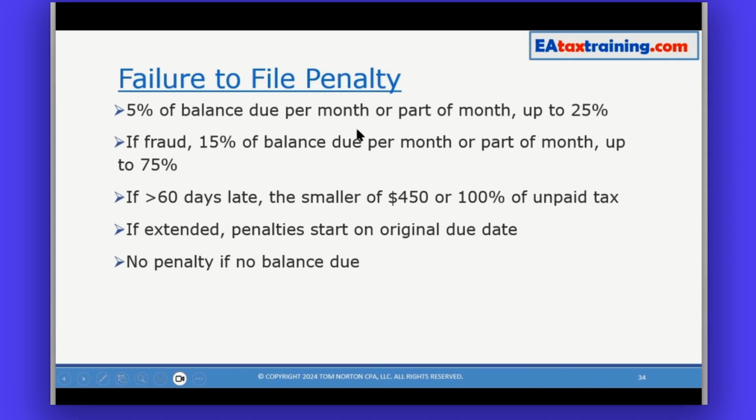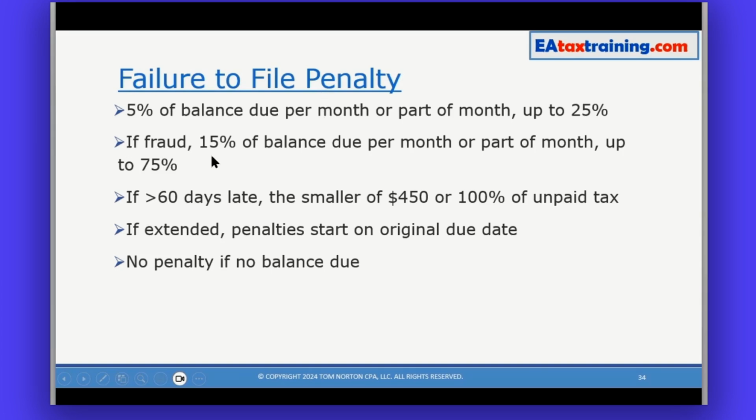It is 5% of the balance due per month or part of a month, up to 25% of the balance due. So if you owed $1,000, they would charge you 5% of that, which, if my math is right, is $50 per month or part of a month, up to $250 total, because that's 25% of the $1,000 that you owe. So they're going to charge you 5% a month for 5 months, or a portion of a month. So it could be 4 months and one day. They're going to charge you 5% 5 times, so 25%.